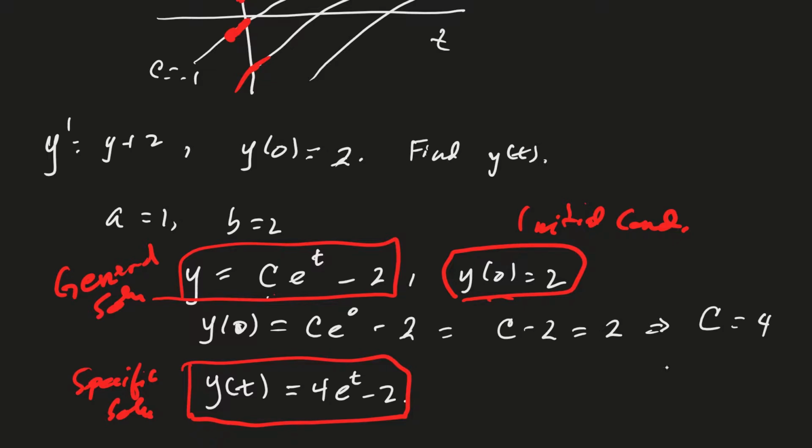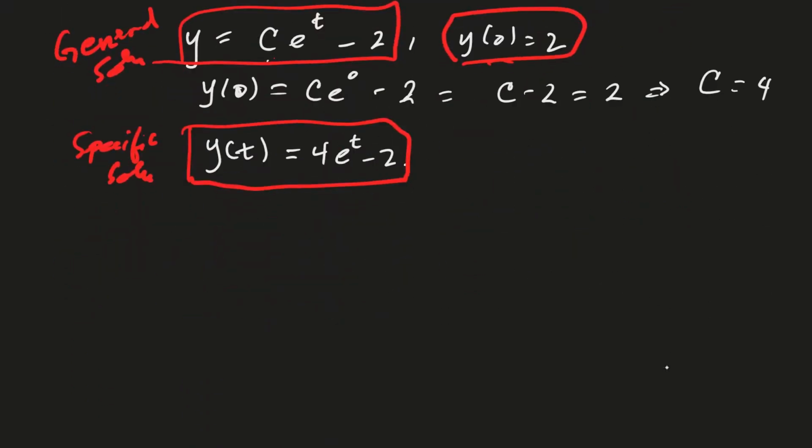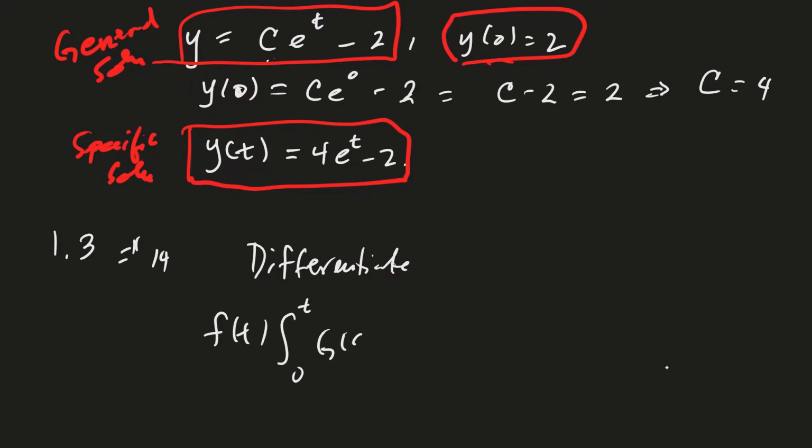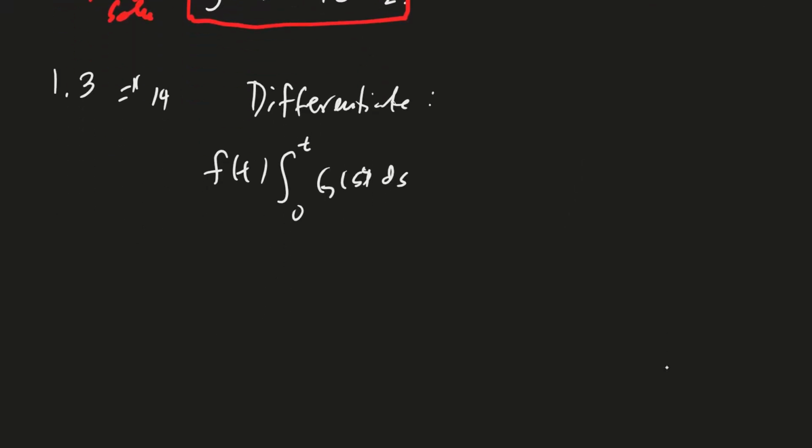There were a couple of hints that I typically give. One of them is from 1.3, number 14. And the hint is that we need to be able to differentiate the function f of t times the integral from 0 to t of g of s ds. Do you remember how to do that? Well, you want to think of this as a product rule.